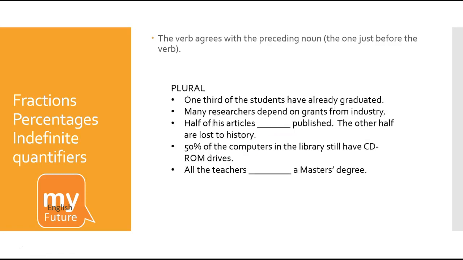And the same applies to plural. Look at these ones. The students, researchers, articles, computers, teachers. So if the noun just before the verb is plural, make the verb plural. Have, depend on, are. All the teachers have a master's degree. I hope that's easy to understand.